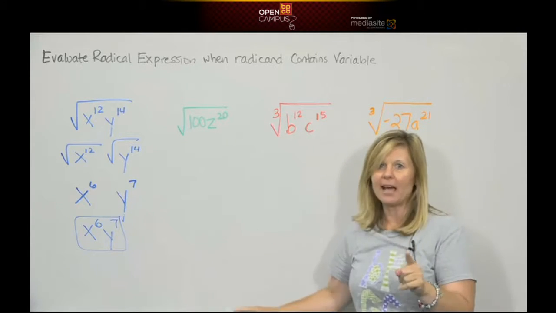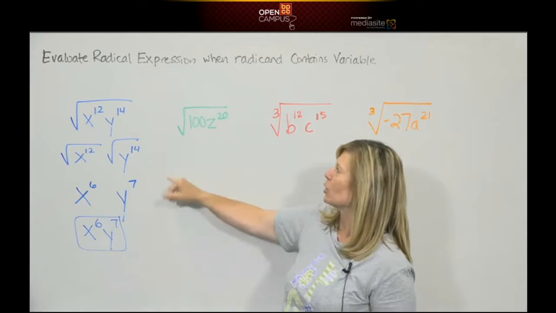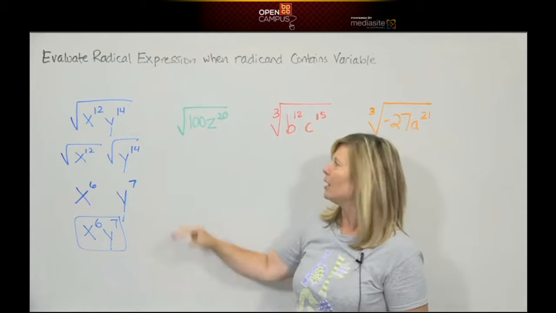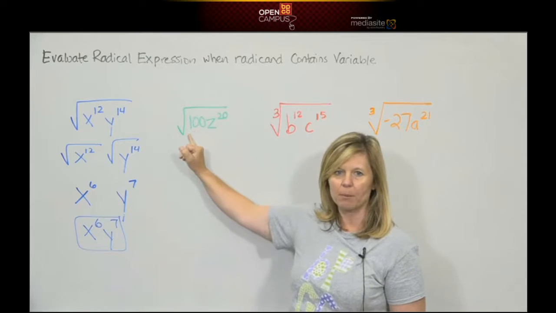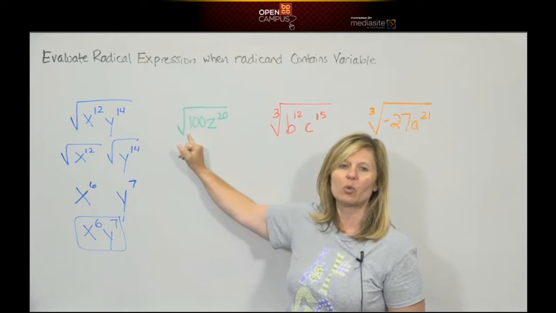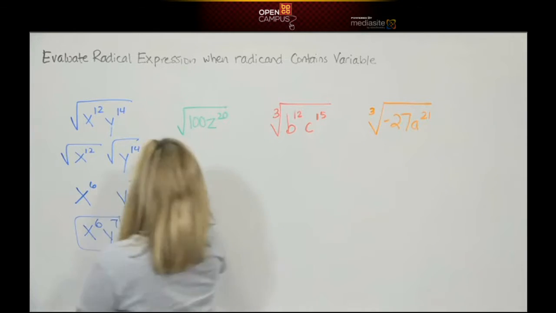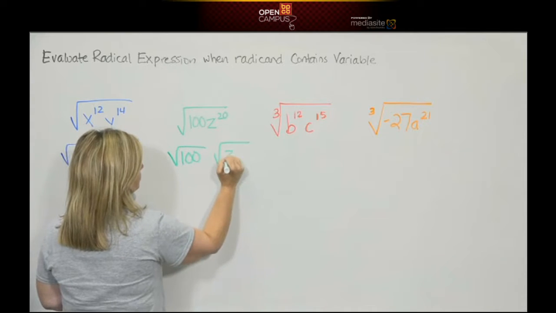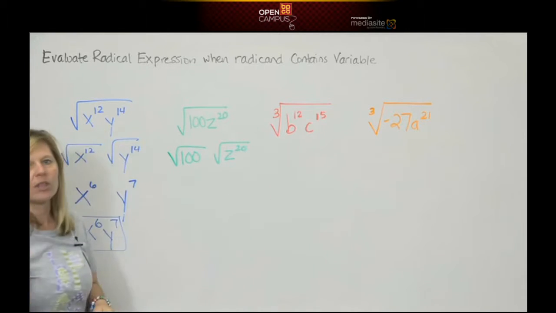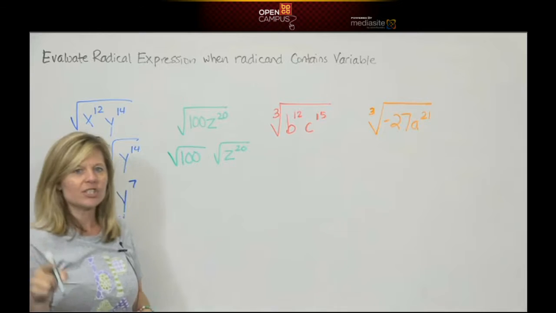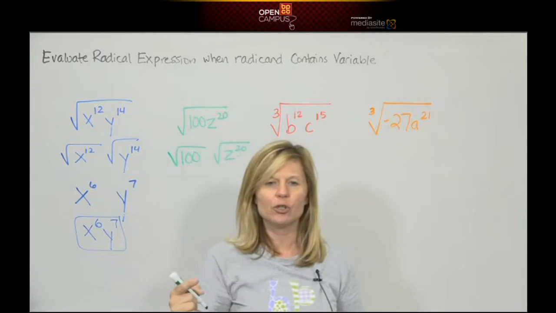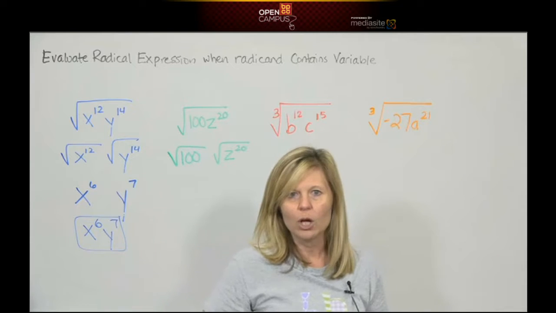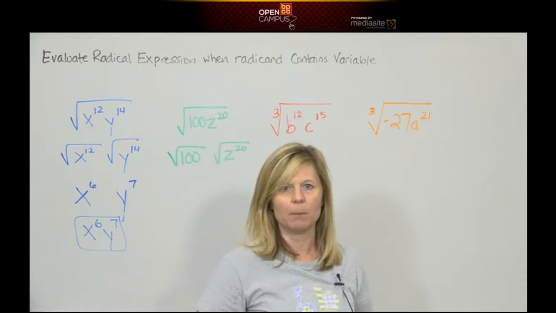Now, we have to be careful. Look at our next expression. We're doing the square root of 100 z to the 20th. Again, we're doing a square root of a number, 100, and then we're doing the square root of z to the 20th. So technically speaking, I'm going to write that. We're doing two steps here. Here's where the problems come in. I just taught you a rule how to do the square root of a variable. Don't apply that rule to a square root of a number.